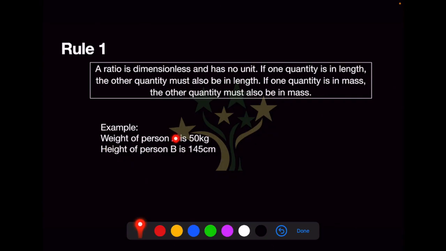Here we have weight of person A is 50 kilos, height of person B is 145 centimeters. Now if I ask you to find the ratio, can you find? No, it is not possible to find the ratio for this example. Why? Because the units are not the same. If weight of person B was given to you, you can easily find the ratio. And if height of person A is given to you, you can easily find the ratio. So both the units should be same. One in kilogram, one in centimeter. In that case, you cannot find the ratio.